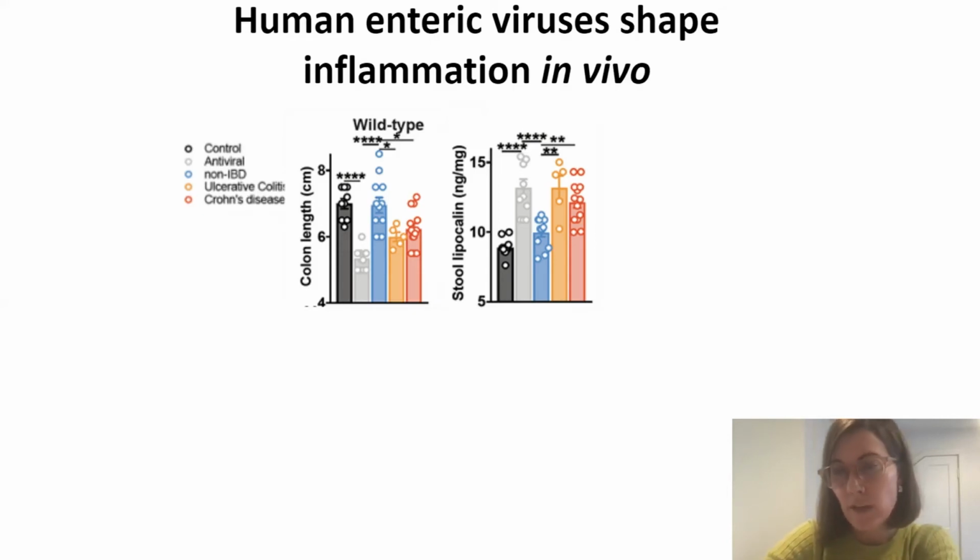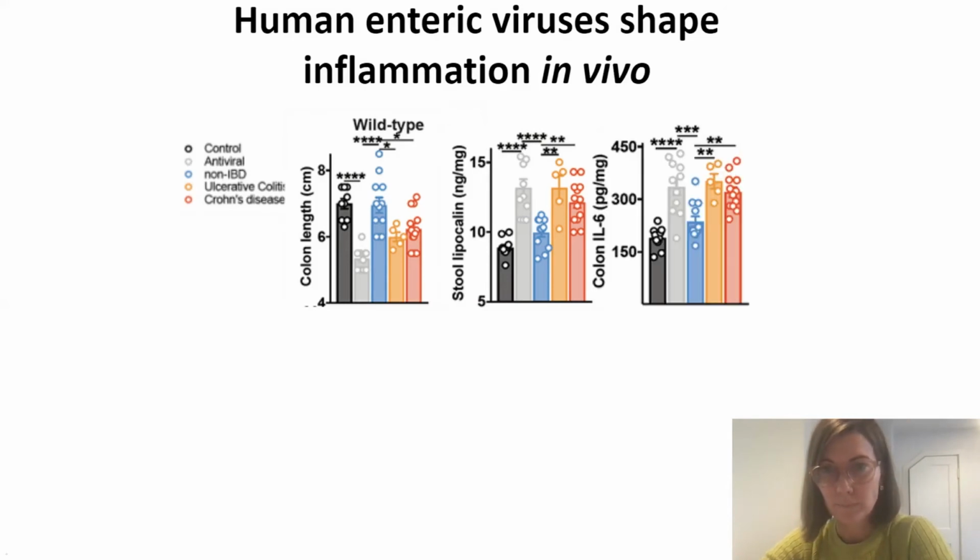Another readout of intestinal inflammation is looking at lipocalin in the stool, which is usually a marker of neutrophil infiltration. Again, taking away viruses with the antiviral cocktail increased stool lipocalin significantly, and we could rescue that quite beautifully by gavaging those healthy viruses into the mice, whereas the IBD viruses could not rescue the stool lipocalin.